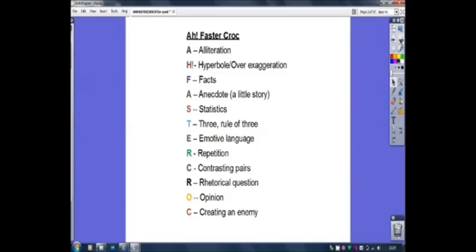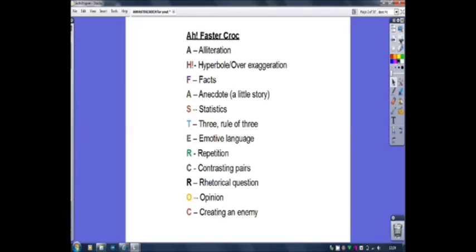Faster croc! That's my handy mnemonic for remembering nearly all the persuasive writing techniques. A, alliteration. H, hyperbole, which means over-exaggeration. Notice it's spelt hyperbole, but pronounced hyperbole. F is for facts. A, anecdote, which means a little story that purports to be true, may not be, but a little story nevertheless. S, statistics.